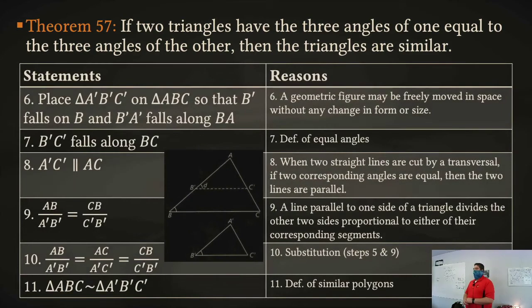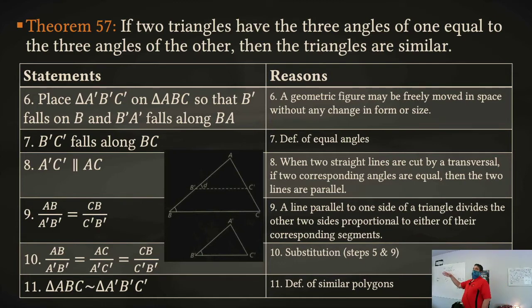All right, so as we move on, the diagram again has just been shifted to allow it to not block anything. We're placing triangle A prime, B prime, C prime on triangle ABC so that B prime falls on B and B prime A prime falls along BA, because we can move anything around however much we want. So because we have only angles, we have no sides to work with, we're having to move this triangle around twice. Okay? And so B prime, C prime falls along BC. So then A prime, C prime is parallel to AC.